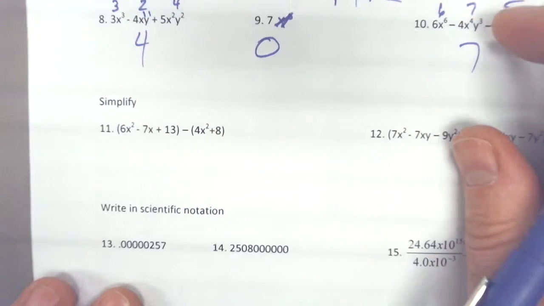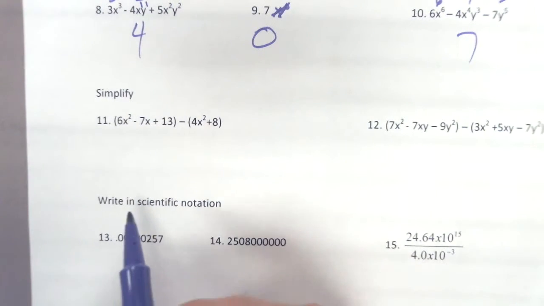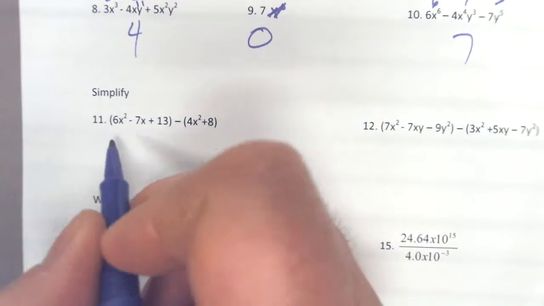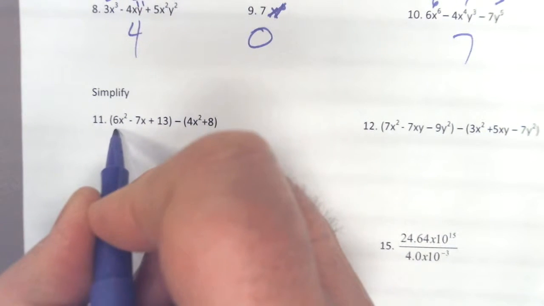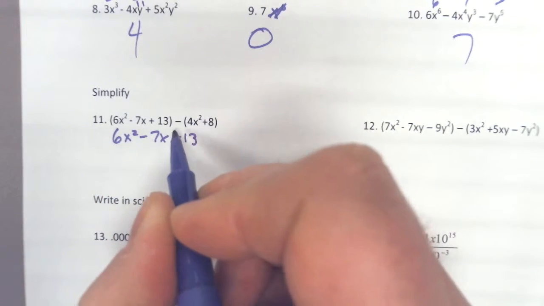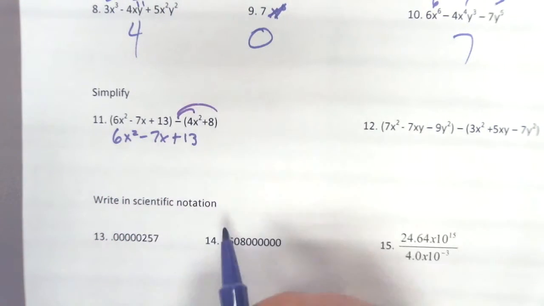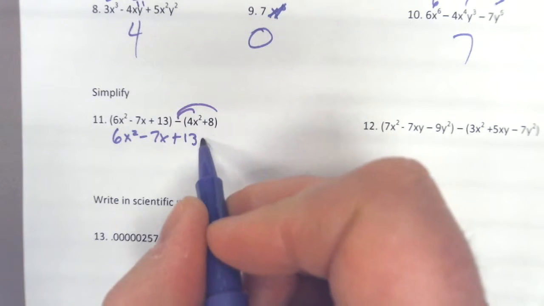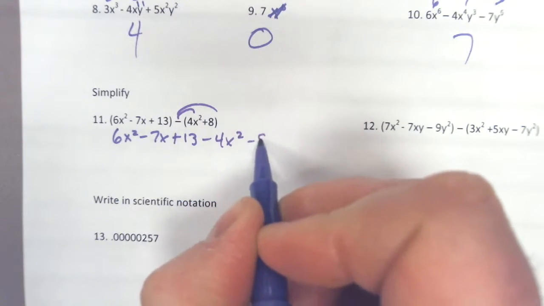Question number 11. We are to simplify this by putting like terms together. First, I'm going to get rid of the parentheses, so I'm going to rewrite it as 6x squared minus 7x plus 13. And with the minus sign in here, I need to distribute that negative to both of those terms. So I'm going to have minus 4x squared minus 8.